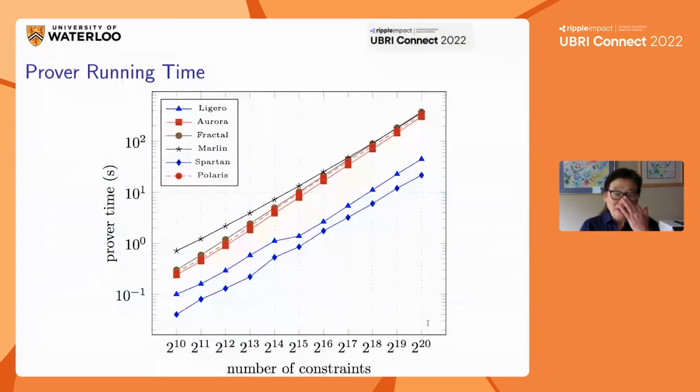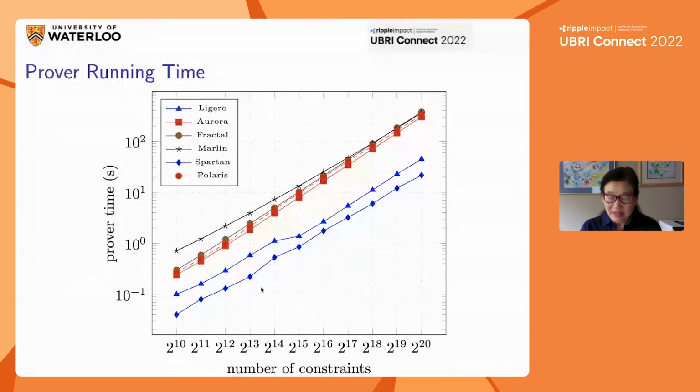So we did our implementation, and also compared with other known schemes. For the prover's complexity, those are all similar, but Ligero is here. Spartan is the best. Spartan is the one using multivariate polynomial representation instead of univariate.